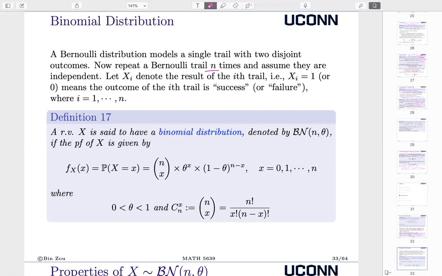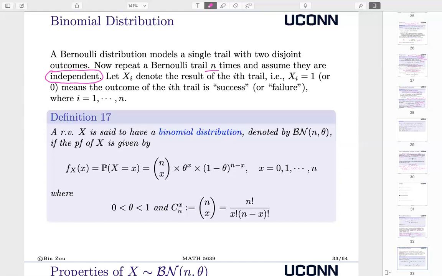That means each xi is a Bernoulli random variable. Now, after repeating the same trial n times, and here we assume they are independent. This is likely the case when you use the coin example, because when you toss a coin, the result of the previous one has nothing to do with the following ones, right? It's memoryless, it has no memory of the previous one, so it's reasonable to assume they are independent.